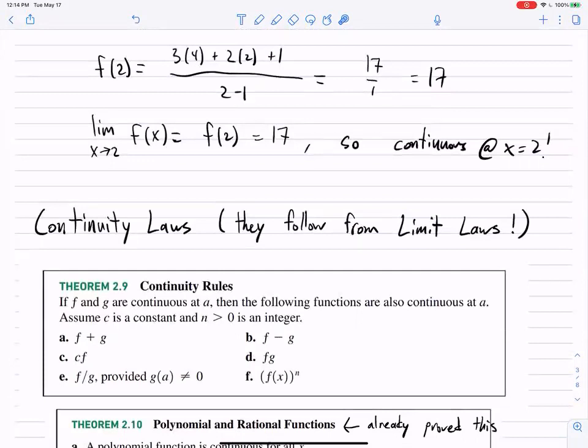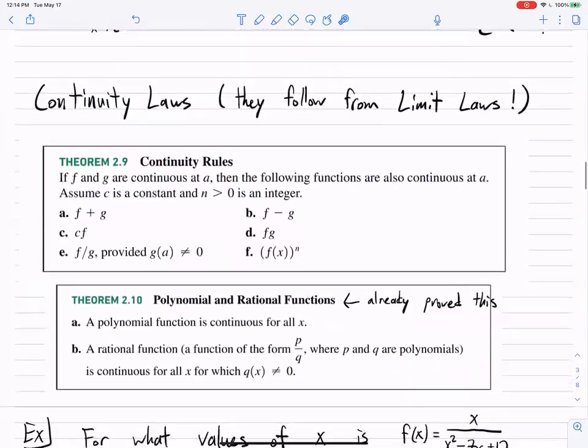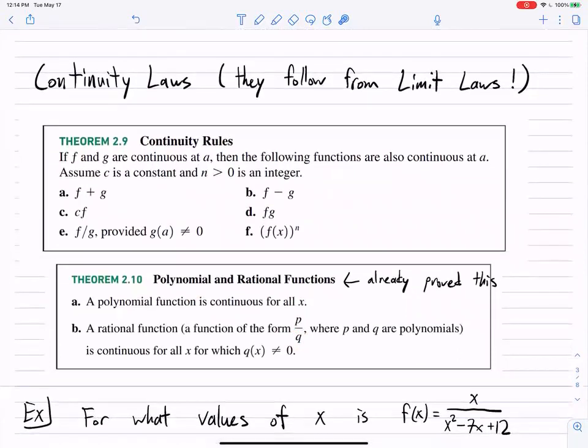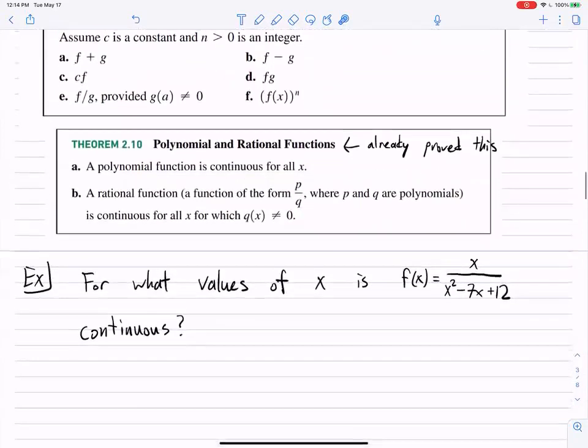If you have two functions that are continuous at a value, then the following are also all continuous. You can add two continuous functions and get a continuous function. You could subtract continuous functions, multiply by a constant, multiply functions, take the power, or divide as long as the function is not 0. And so that means polynomial and rational functions are all continuous as long as the bottom is not 0. And so all of these laws follow immediately from the limit laws. And so we know a lot of continuous functions already. And we can use that fact to figure out when a rational function is continuous.